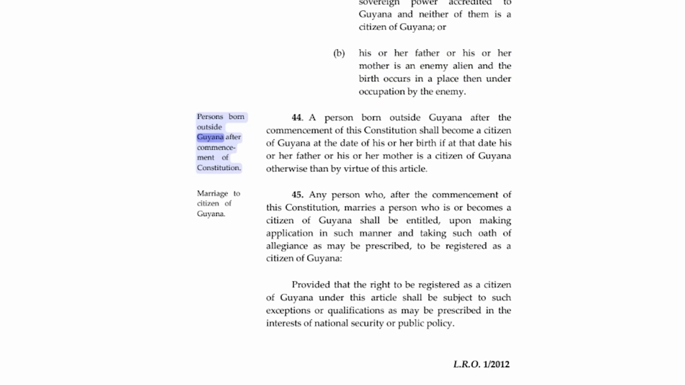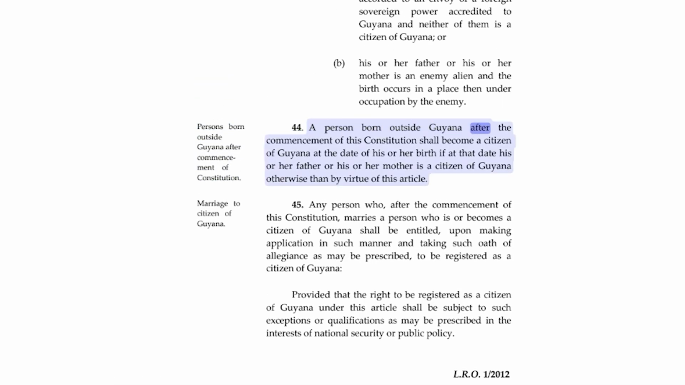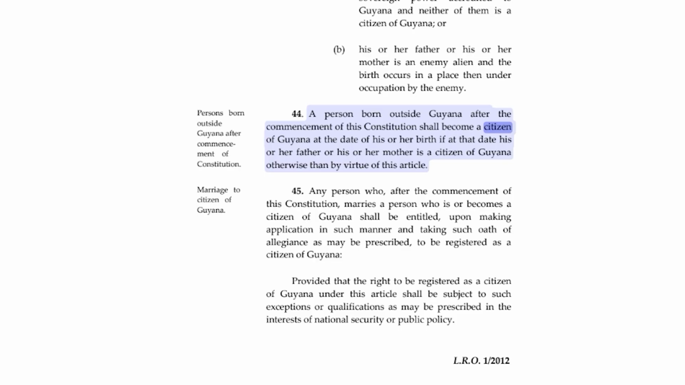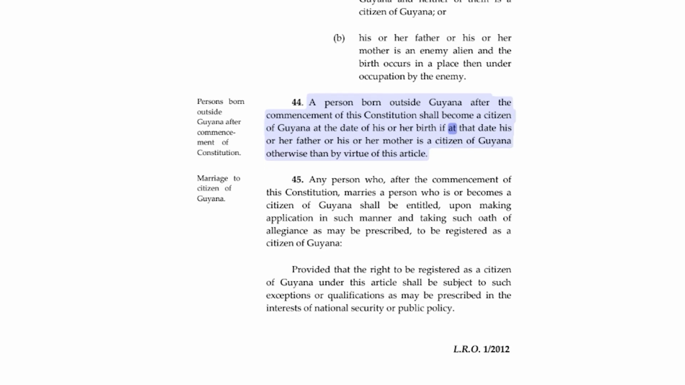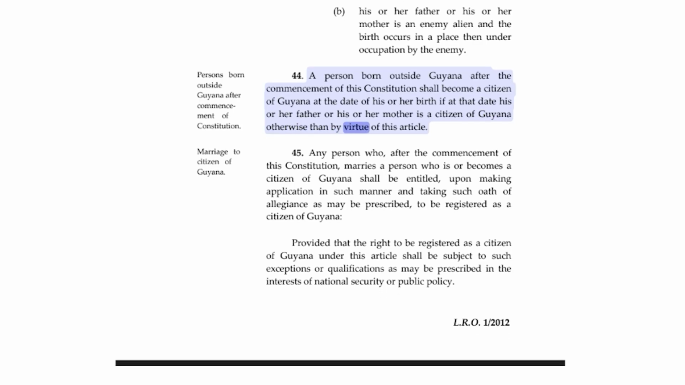Persons born outside Guyana after commencement of Constitution. 44. A person born outside Guyana after the commencement of this Constitution shall become a citizen of Guyana at the date of his or her birth if at that date his or her father or his or her mother is a citizen of Guyana, otherwise than by virtue of this article.